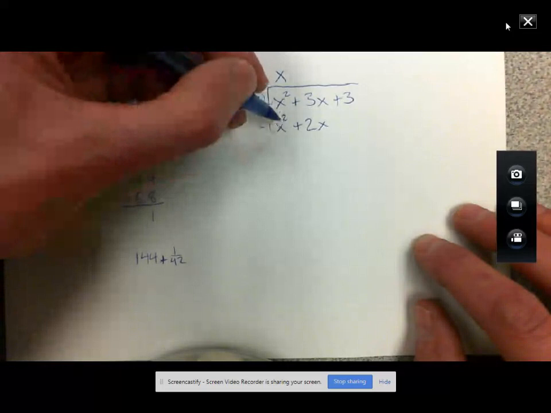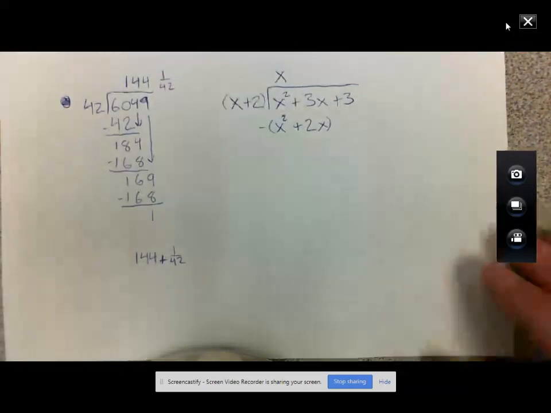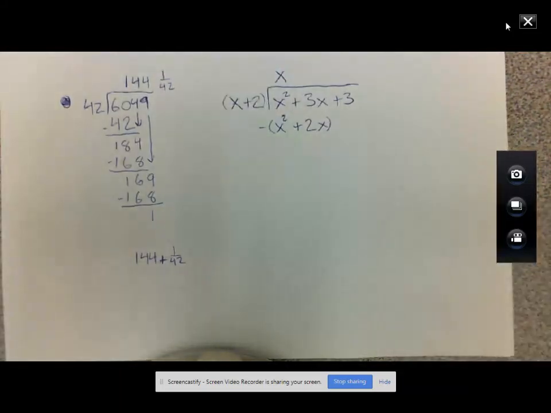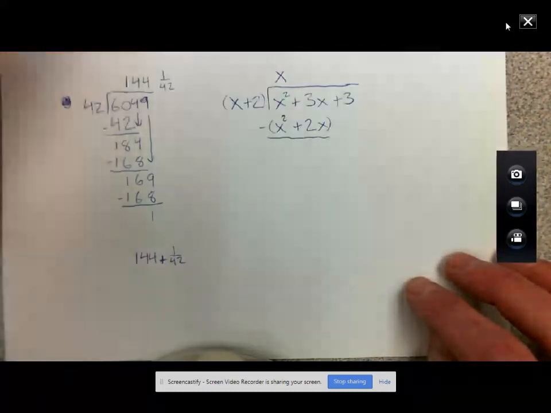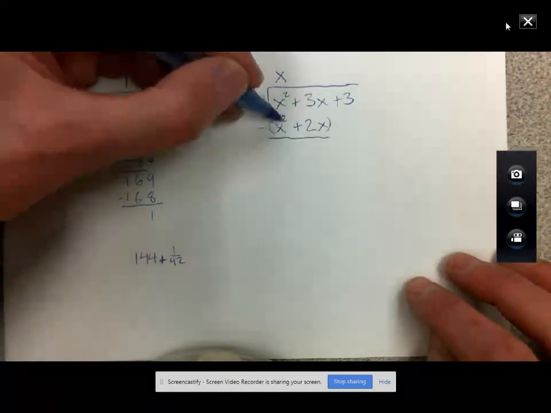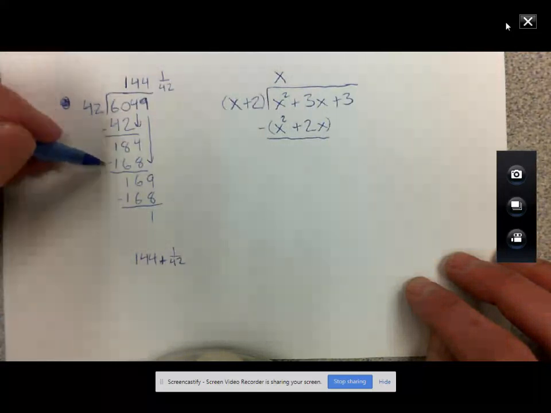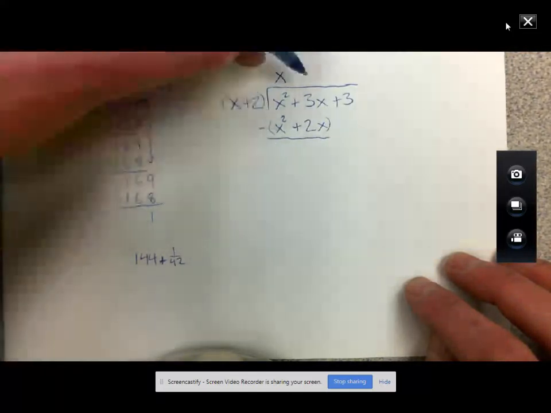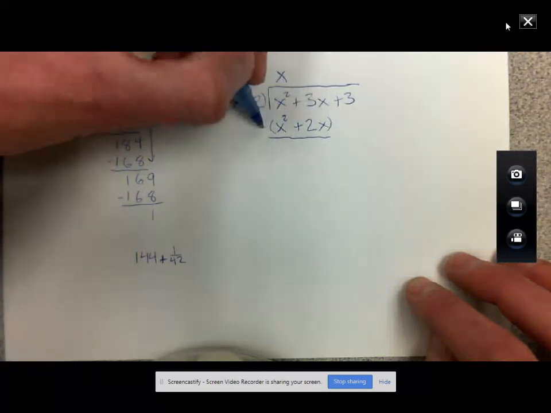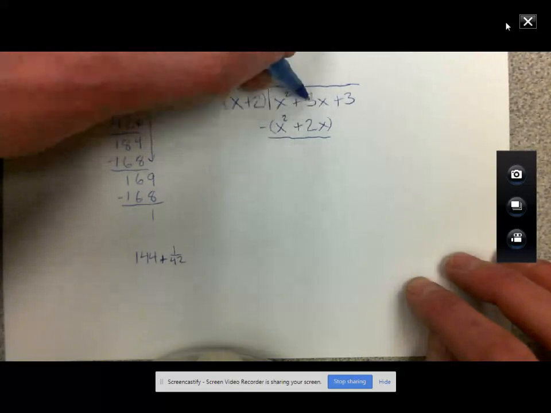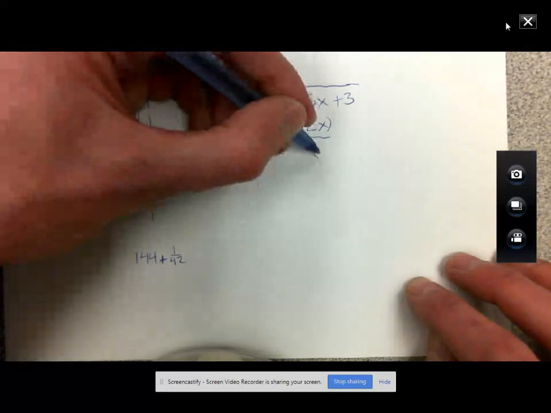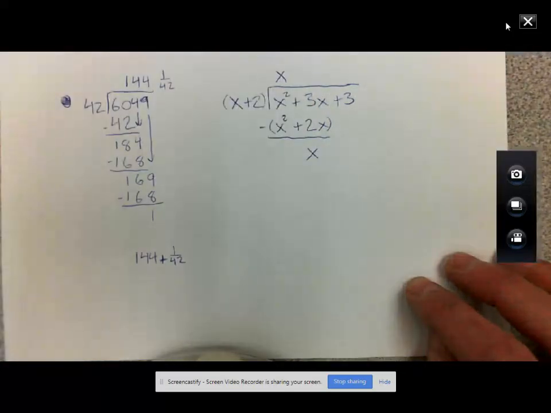And I'm going to subtract. I'm going to subtract the whole thing. I am putting those parentheses there on purpose. You don't have to put them there, but you need to remember that they are there. And here's why. I'm doing x squared minus x squared, so I'm subtracting just like I did over here, which is 0. But then I'm doing 3x minus a positive 2x. I'm not doing 3x plus 2x. I'm doing 3x minus a positive 2x, which is just going to give me x, or 1x.